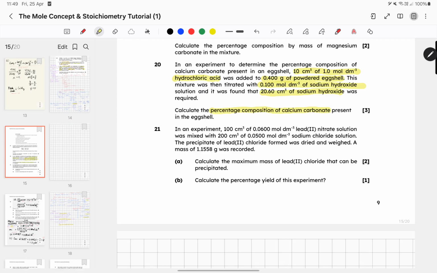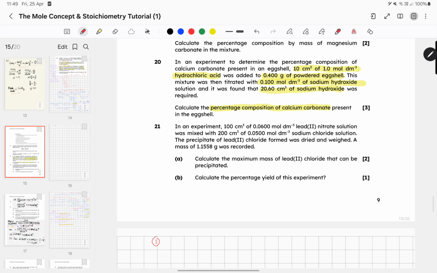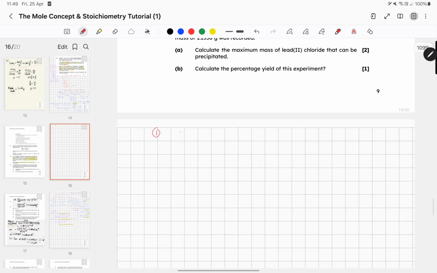Okay, so for this question, first up, you want to identify what are the chemical reactions going on over here, and then we can write a balanced equation. So HCl is added to powdered eggshell, which contains calcium carbonate. So over here, HCl plus calcium carbonate, which is a solid, gives you a salt, which is calcium chloride, plus CO2 plus water.